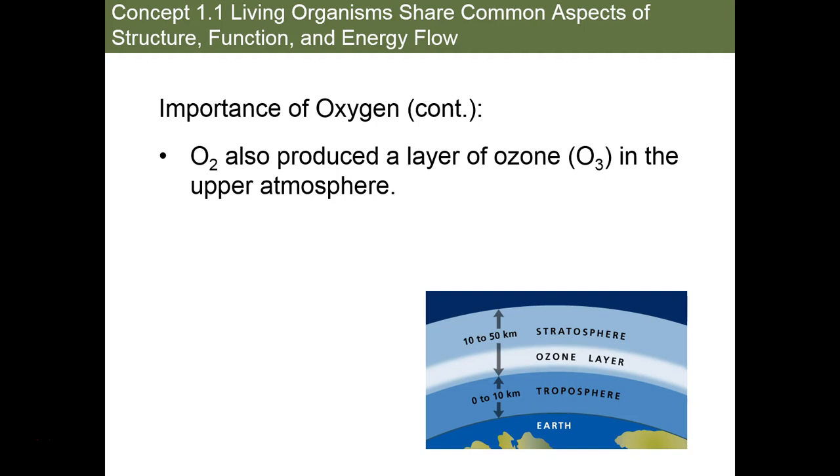Not only did oxygen promote aerobic metabolism, but also helped develop the ozone layer. This helped to shield UV light from reaching the Earth's surface. This helped organisms to move from the oceans to the land.